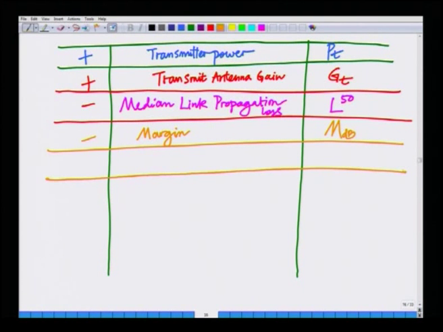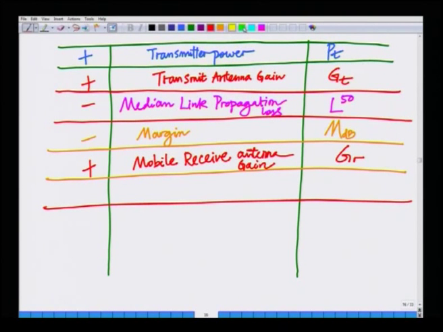Then at the receive antenna, I have a gain because of the receive antenna. So, that I am going to write as plus, because it is a gain. This is the mobile receive antenna gain. Receive antenna gain is GR. Then from this I subtract the cabling losses, because they are losses, cabling losses which are LC.